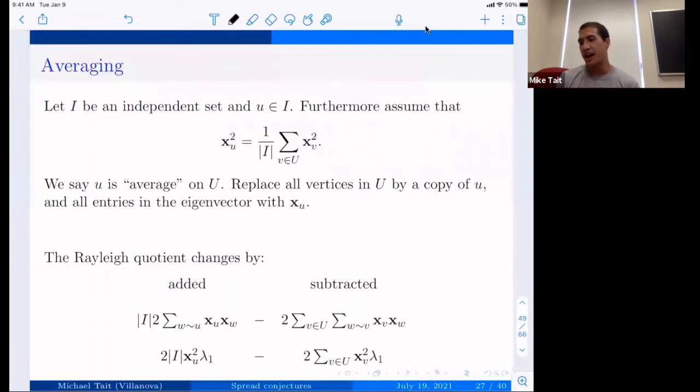And now I just simplify this using the eigenvector eigenvalue equation. And it's exactly what you expect. I'm subtracting how much was contributed by the other vertices, and I'm adding the size of the independent set times how much was contributed by U. And because of this average property, these are actually the same quantity. So what I'm doing is I'm making this change in my graph. I'm replacing an entire independent set by copies of this single vertex. And my Rayleigh quotient is not changing at all.